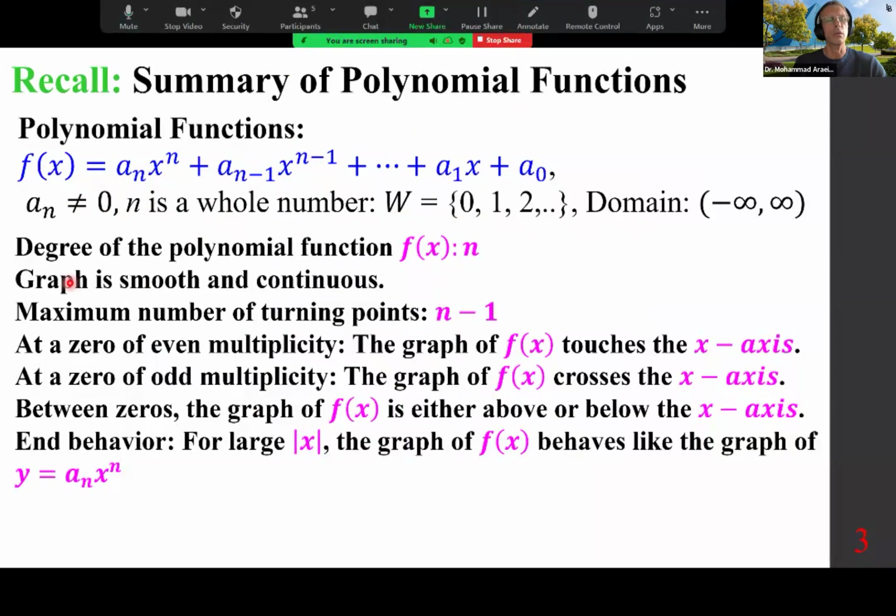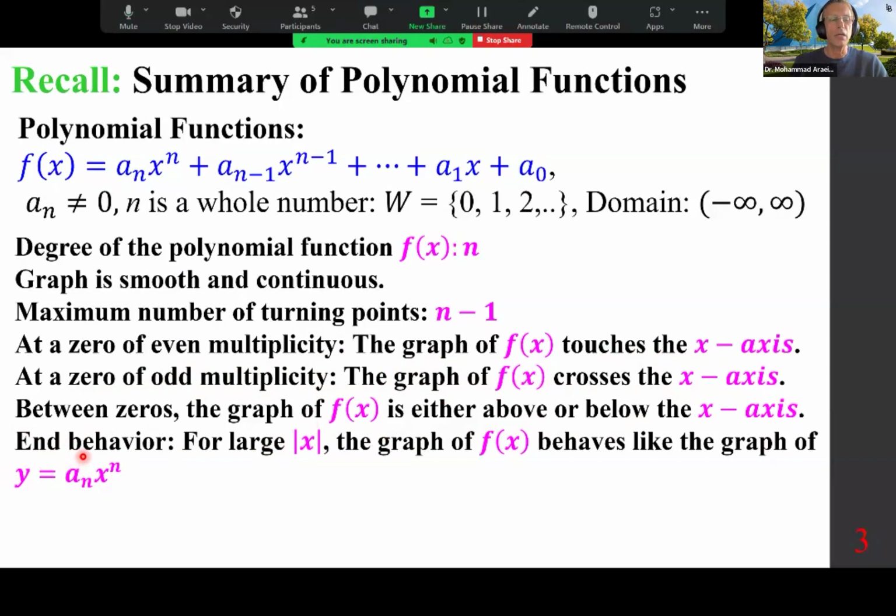The domain is all real numbers. The degree of a polynomial function is n. The graph is smooth and continuous. The maximum number of turning points is n minus 1. At a 0 of even multiplicity, the graph touches the x-axis, but can't cross. At a 0 of odd multiplicity, the graph crosses the x-axis. Between zeros, the graph of f of x is either above or below the x-axis.